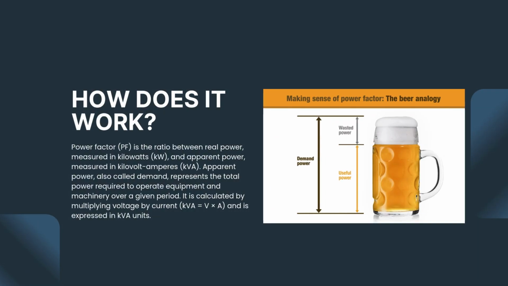How does it work? Power factor is the ratio between real power, measured in kilowatts, and apparent power, measured in kilovolt amperes. Apparent power, also called demand, represents the total power required to operate equipment and machinery over a given period. It is calculated by multiplying voltage by current and is expressed in kilovolt ampere units. The beer analogy on the right is a good way to simply understand how power factor works.